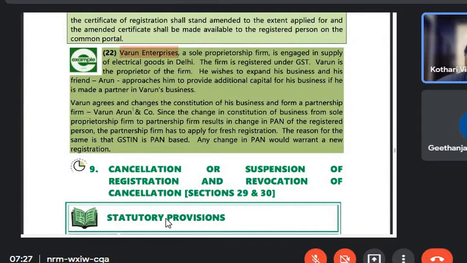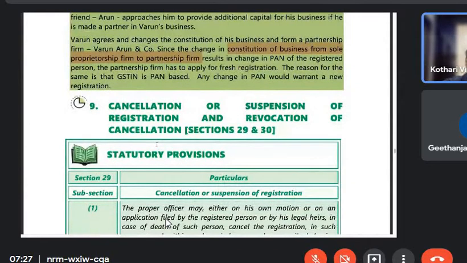So here Varun agrees and changes the constitution of the business to a partnership firm, Varun, Arun and Co. Since the change in constitution of business from sole proprietor to partnership results in a change in PAN of the registered person, the partnership firm has to apply for fresh registration. So if it is an existing partnership firm and a new partner is added, then only you will do a core field amendment. But if the PAN number is changed, then core field amendment cannot be done. You have to apply for new registration only.